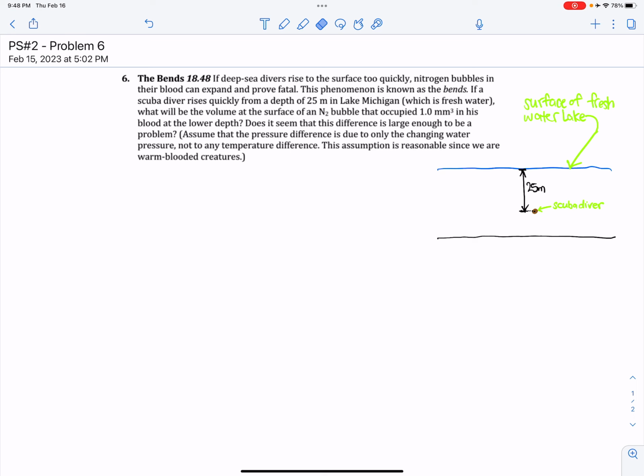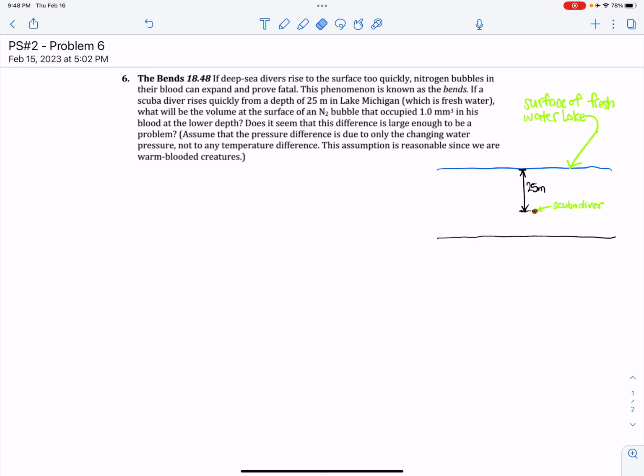be the volume at the surface of a nitrogen gas bubble that occupied 1 cubic millimeter in his blood at the lower depth? Does it seem that this difference is large enough to be a problem? Assume that the pressure difference is due to only the changing water pressure and not to any temperature difference. So the temperature remains the same. The initial and final temperature are the same. This assumption is reasonable since we are warm-blooded creatures.